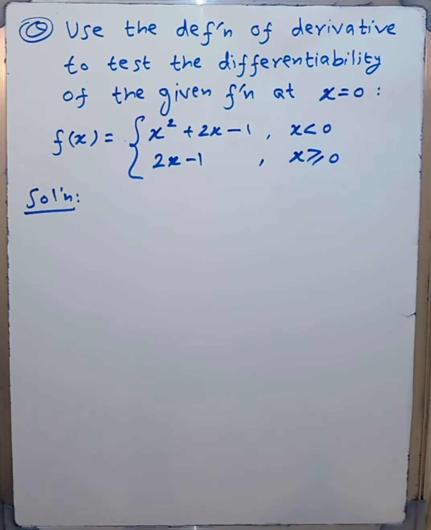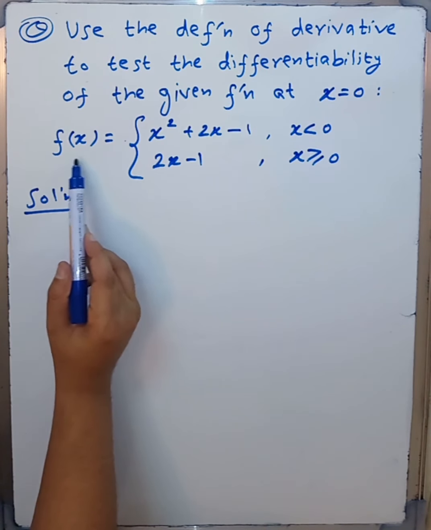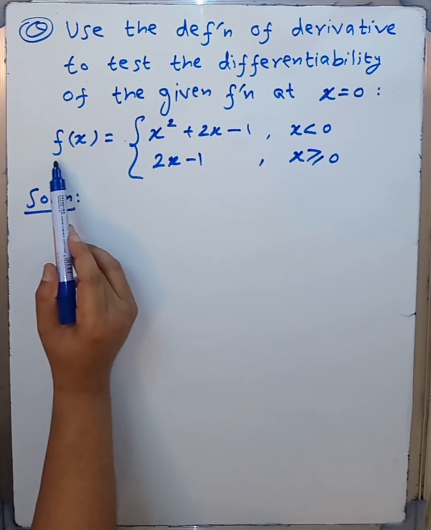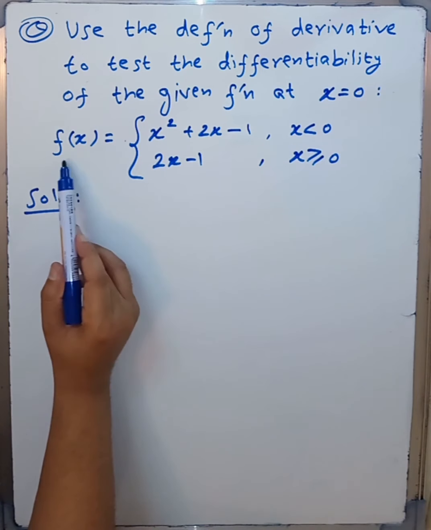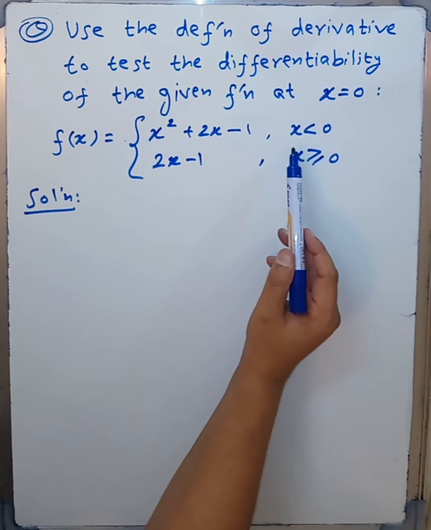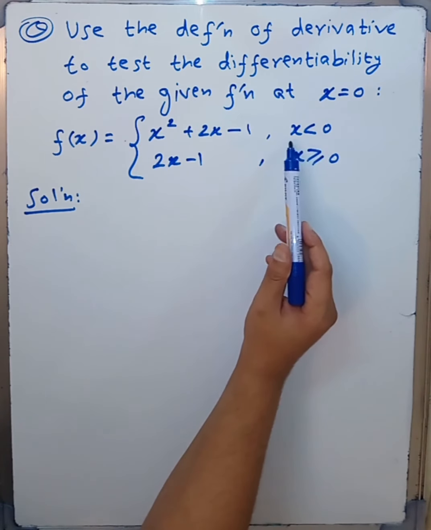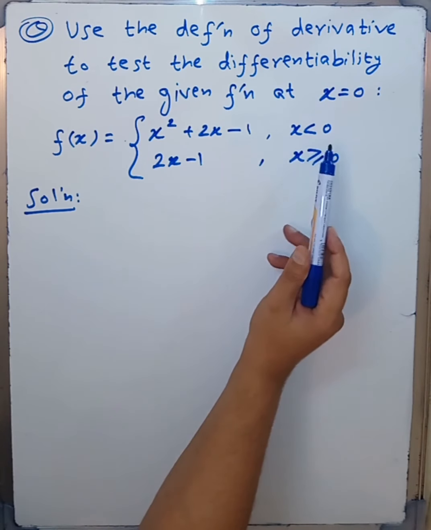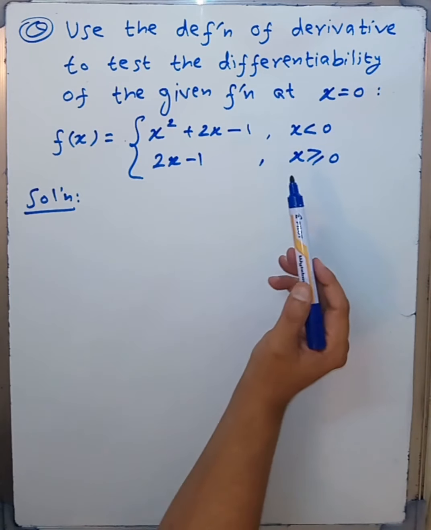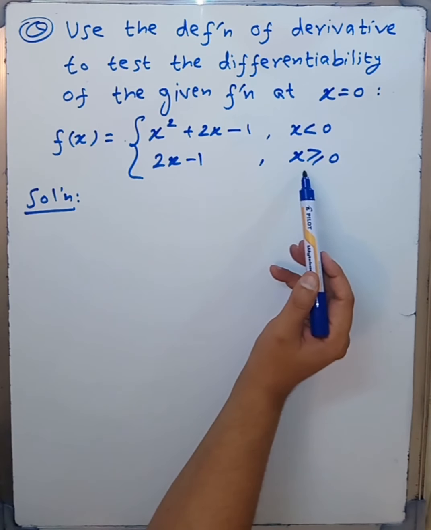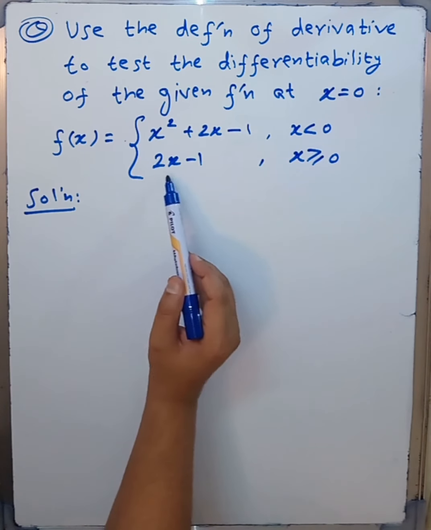In this question, we have a piecewise function f(x). We are calling it piecewise because it is defined in two pieces. The first piece is when x is less than 0, the function f(x) is defined like this. The second piece is when x is greater than or equal to 0, the function f(x) is defined like this.